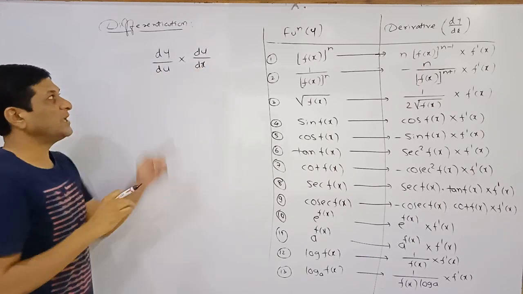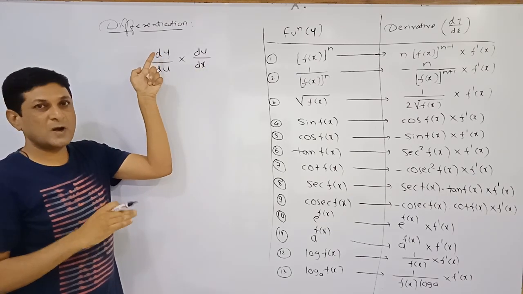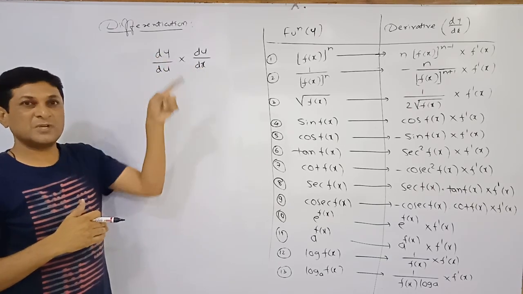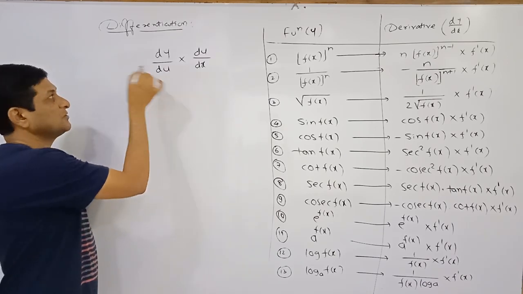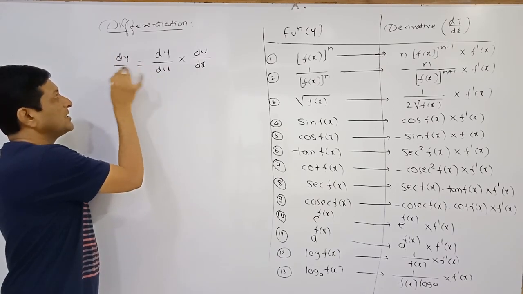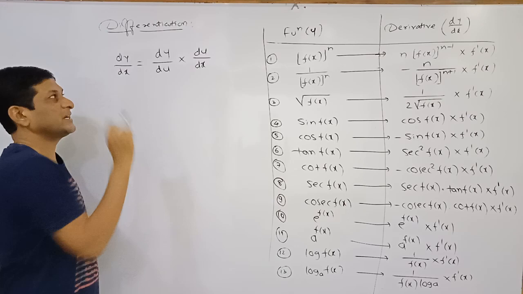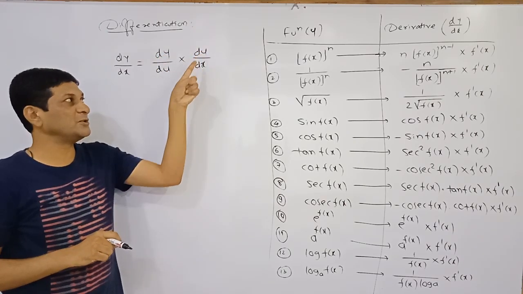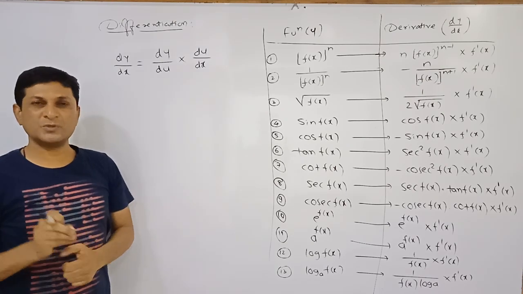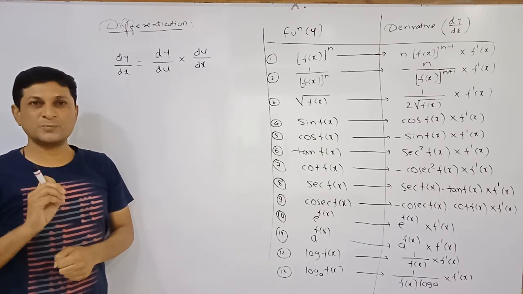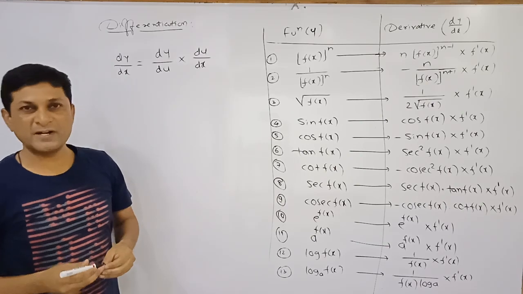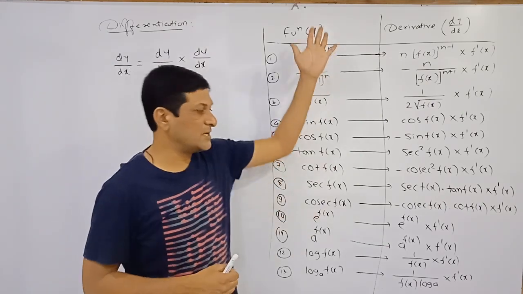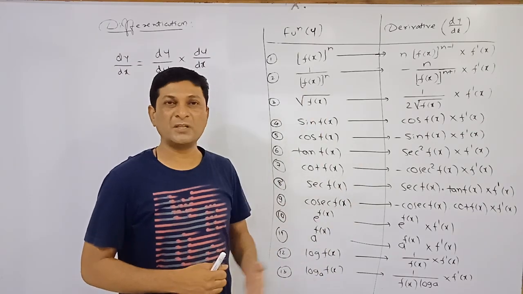Then we are not able to directly differentiate y with respect to x. That's why we are using chain rule, and this chain rule says that the value of dy upon dx, means derivative of y with respect to x, is derivative of y with respect to u into derivative of u with respect to x. Now using this chain rule we are going to prove some standard formulas to find out derivative of composite function.